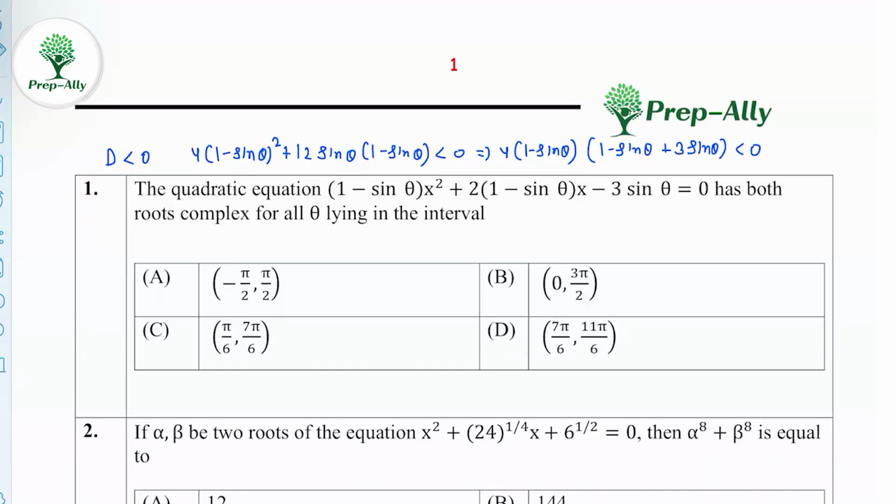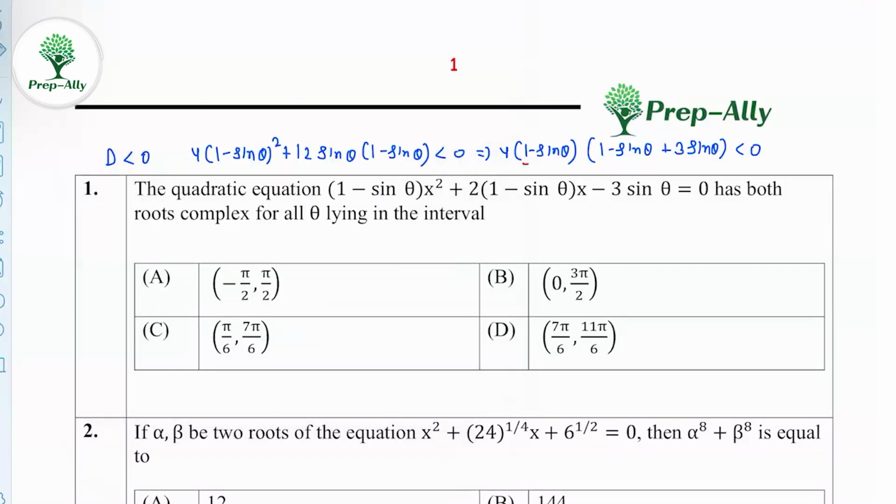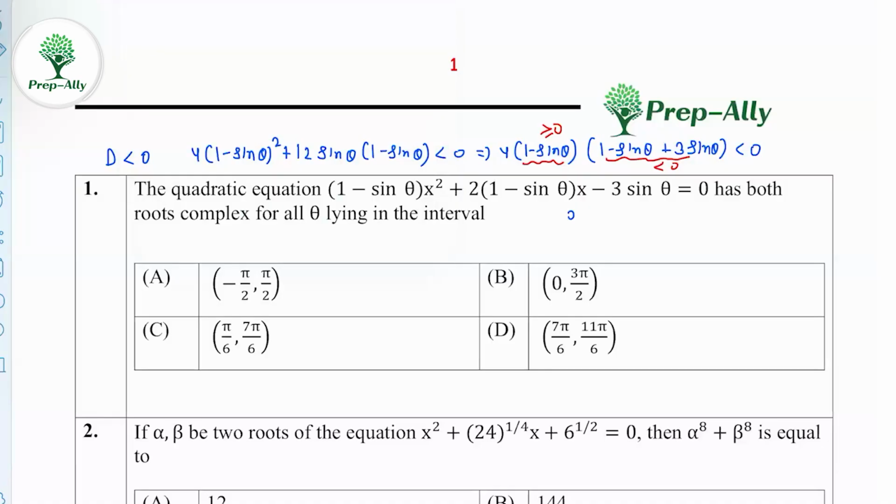Now if you see this, 1 minus sine theta is always greater than or equal to 0, so this is always positive. So the only thing is that this should be negative. That means 2 sine theta plus 1 should be less than 0. Now that means sine theta should be less than minus 1 by 2.